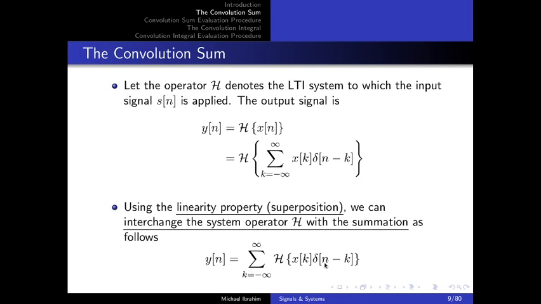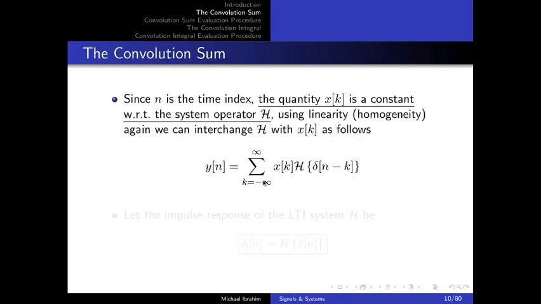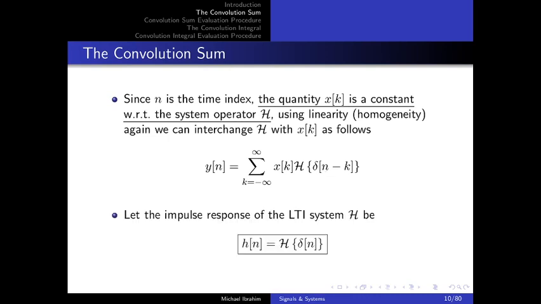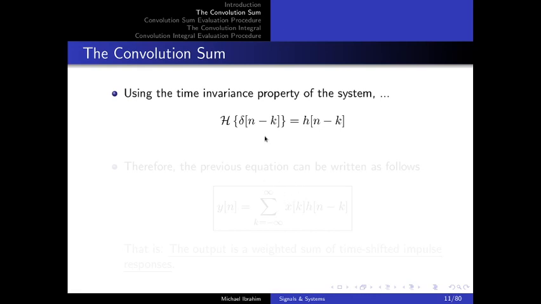Now, since n is the time, delta of n minus k is a function of time, but x of k is considered to be a constant with respect to time. So we can move it out of the operator h, which will give us the summation of x of k times h of delta of n minus k, which is basically the system h acting on a shifted impulse. But since the system is time invariant, applying the system on a shifted impulse will result in a shifted impulse response, h of n minus k.